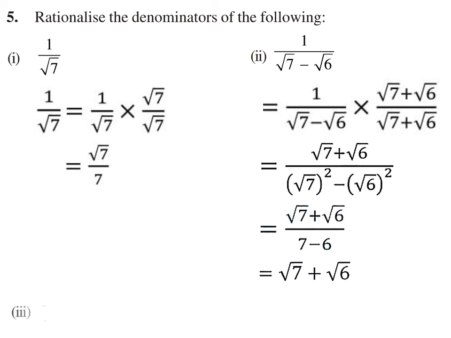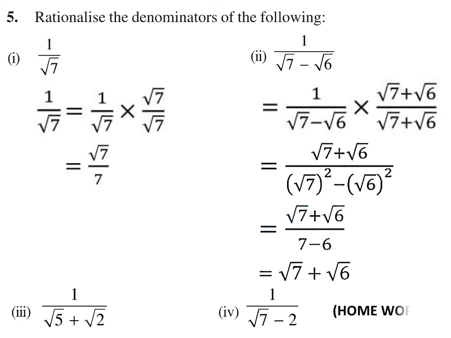Now the next two questions are given. The third one is 1 divided by root 5 plus root 2, and the other is 1 divided by root 7 minus root 2. These two questions you have to do as your homework. In the next video we will discuss the last topic of the chapter, which is the exponential powers of a real number.